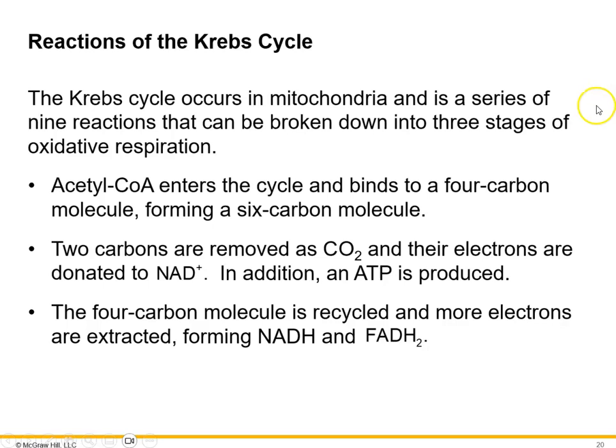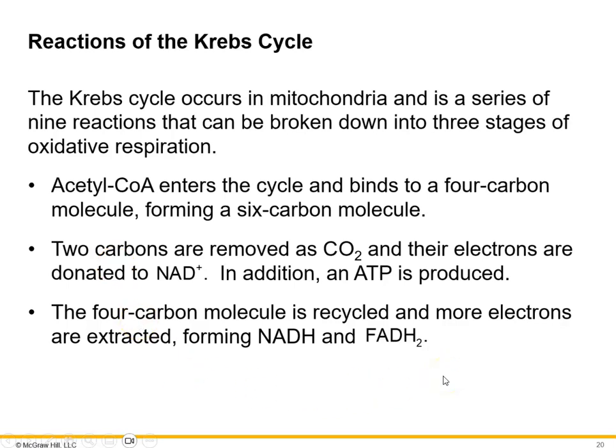The Krebs cycle occurs in the mitochondria, and it's a series of 9 reactions that can be broken down into 3 stages of oxidative respiration because we're doing oxidation reactions. We don't really need to go into as much detail as every specific part of the 9 reactions. We're trying to simplify this for introduction to biology, but these 3 stages are a good way to break that down.